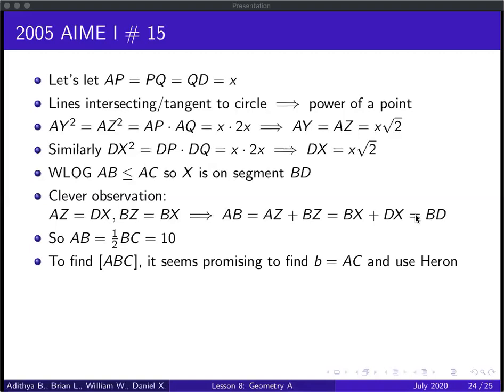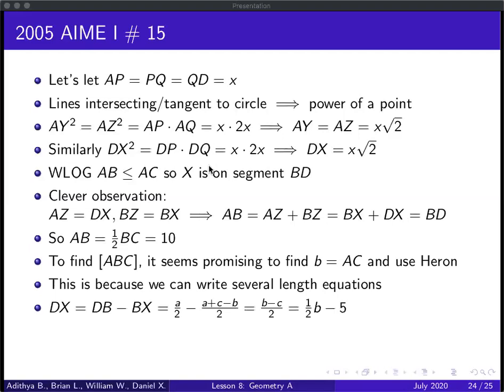So now let's write a length equation for DX. Now DX is the difference between DB and BX. Now we know what BD is. It's half of A. And we know what BX is, since it's an incircle tangent. And when we subtract the two, we get that DX is half the difference between B and C. We know what C is, so we write that DX is half B minus 5.